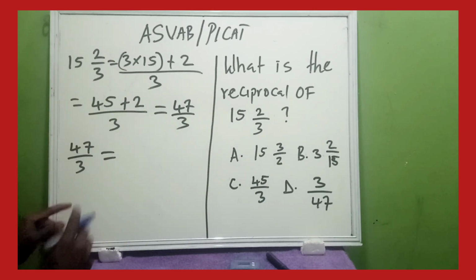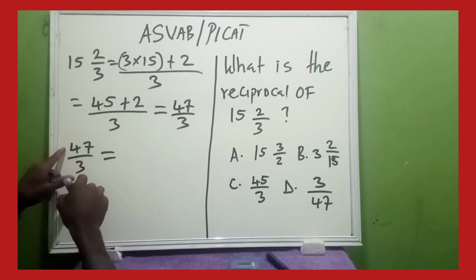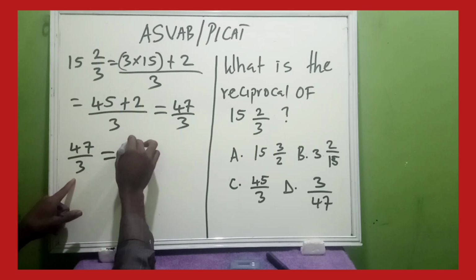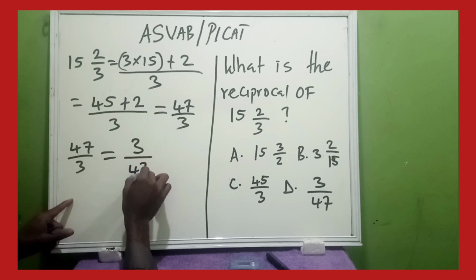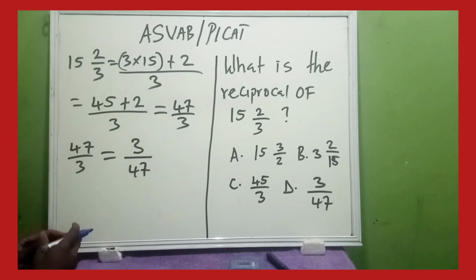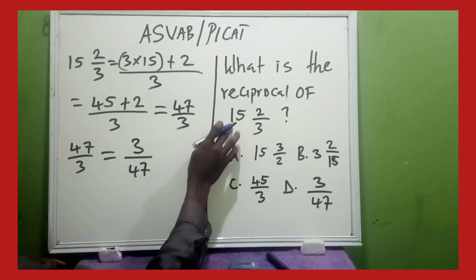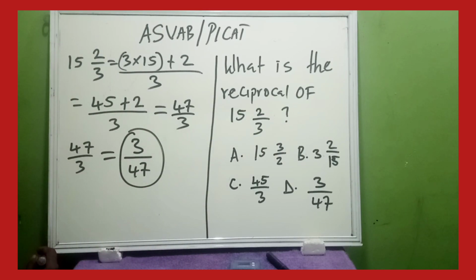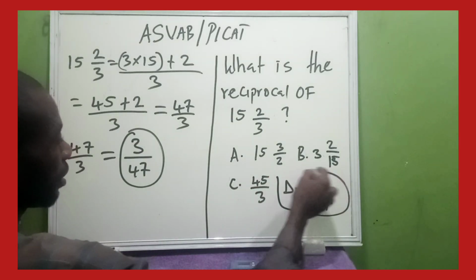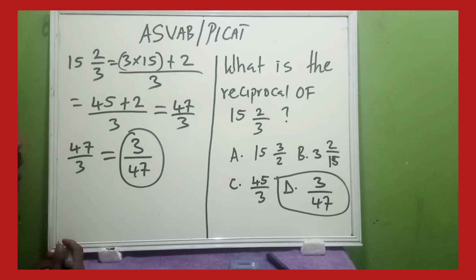All we need to do is interchange the numerator with the denominator, meaning the 3 will come up, then the 47 will come down. At this point, the reciprocal of 15 whole number 2 over 3 is equal to 3 over 47. Based on this explanation, the correct answer is this. Remember, this is a past question. We don't know whether they will repeat the same question.